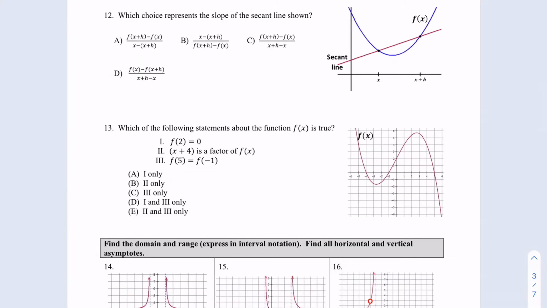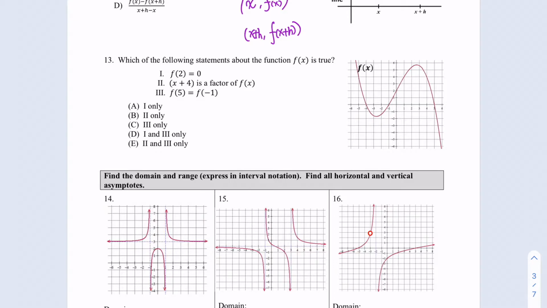Number 12. Same thing. (x, f(x)) and (x + h, f(x + h)). So the equation will be rise over run: f(x + h) minus f(x) over (x + h) minus x.